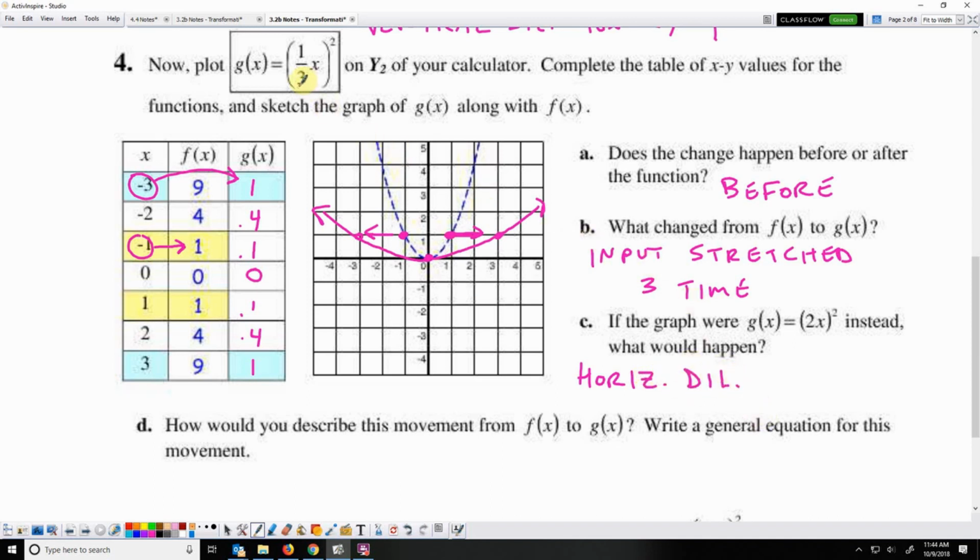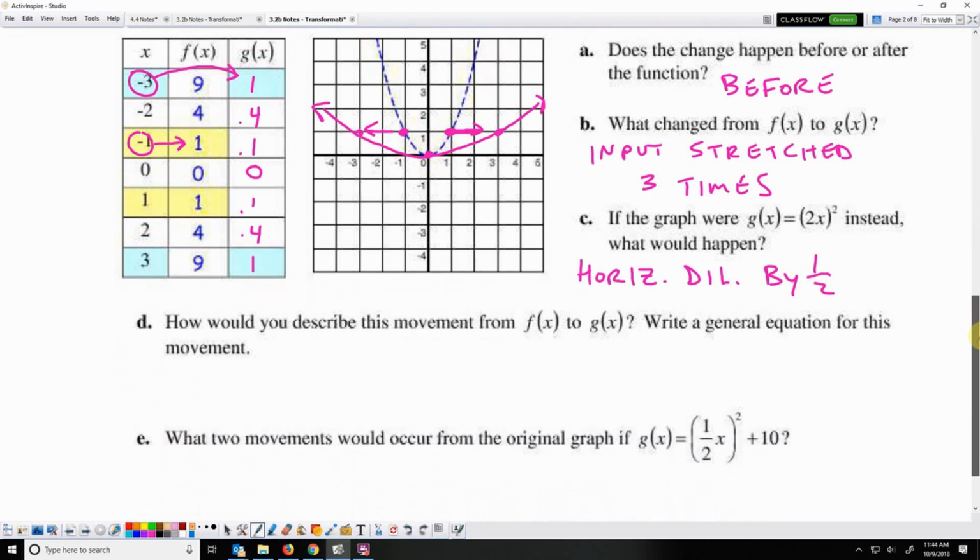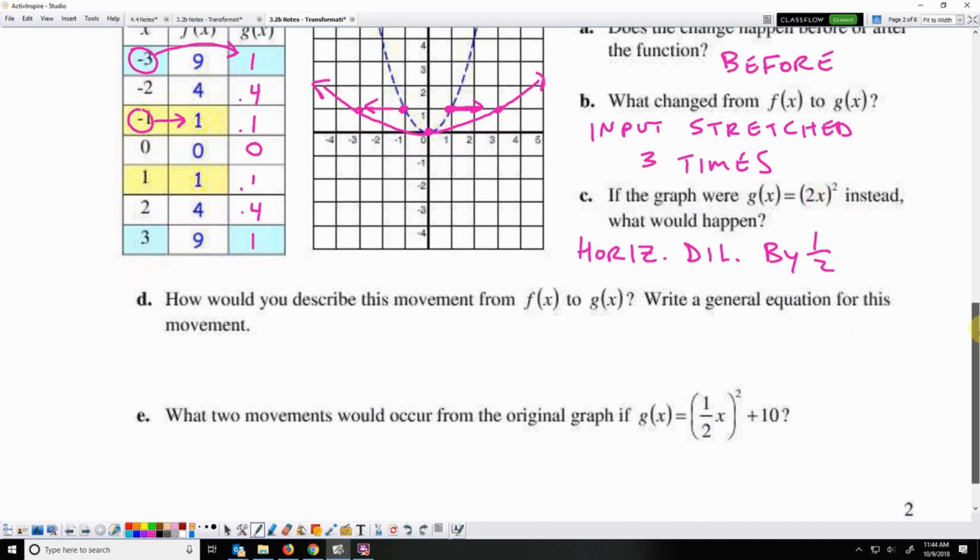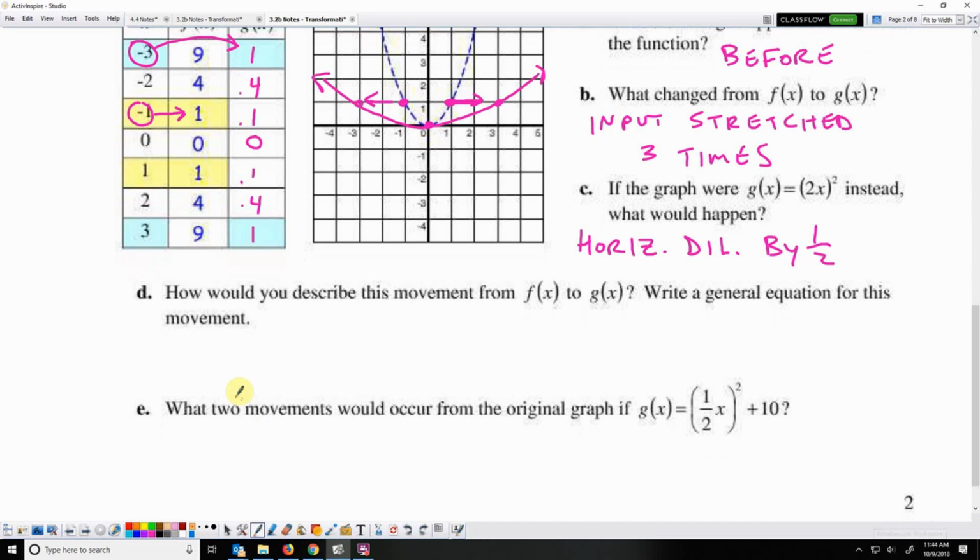But notice here I have 1/3 as my multiplier, and it's stretched 3 times. Here if I have a 2, it's going to be horizontal dilation by 1/2. So that would actually move in halfway back to the axis. Okay, so when it's a horizontal dilation, it turns out to be by the reciprocal of whatever we're multiplying by. So how would you describe this type of movement? This is a horizontal dilation.